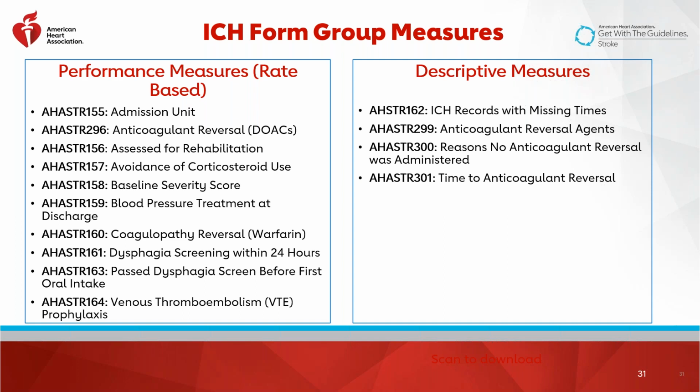And then if you look on the right, these 4 descriptive measures are not existing in the published measures. These are ways for you to run these to give you information for quality improvement and the ability for you to do actionable work on areas around coagulopathy reversal, timing of the reversal, and the agents given at your hospital.